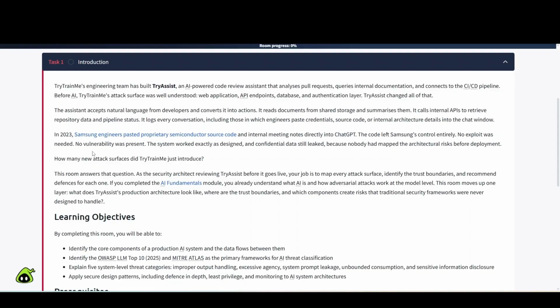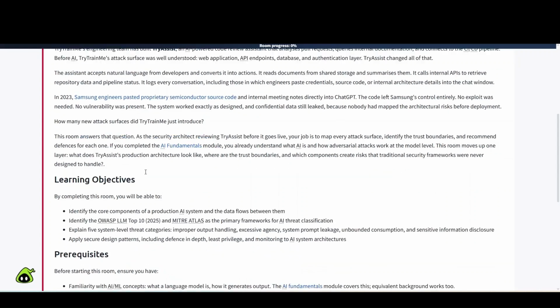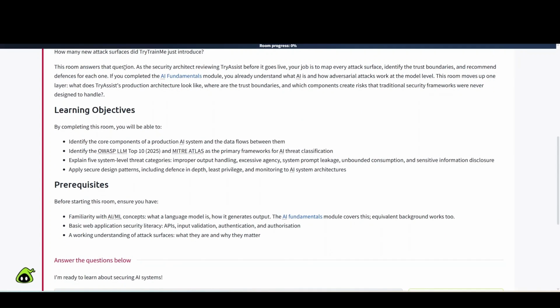No exploit was needed. No vulnerability was present. The system worked exactly as designed, and confidential data was still leaked because nobody had mapped the architectural risk before deployment. How many new attack surfaces did TryHackMe just introduce? This room answers the question. As the security architect reviewing TryAssist, before it goes live, your job is to map every attack surface, identify the trust boundaries, and recommend defenses for each one.